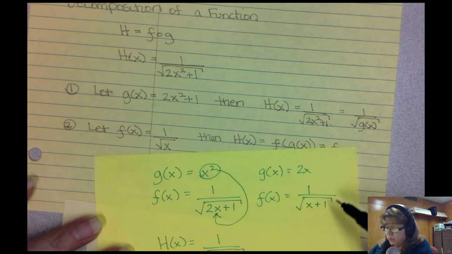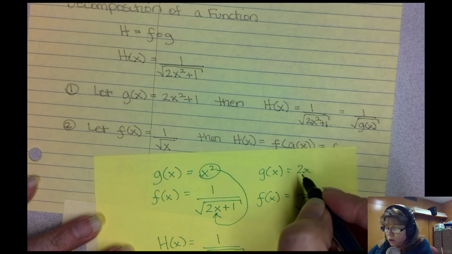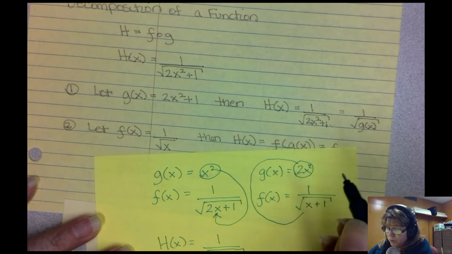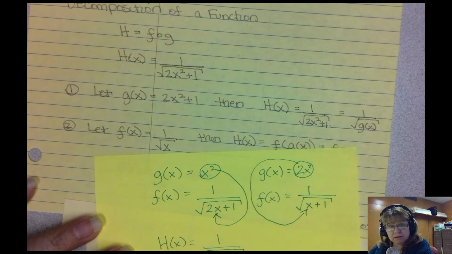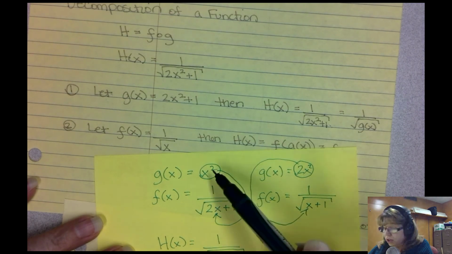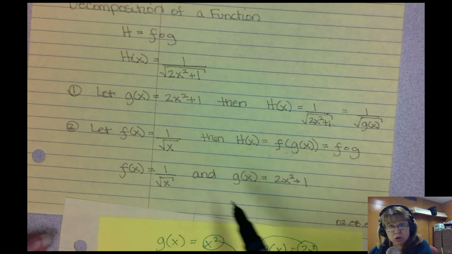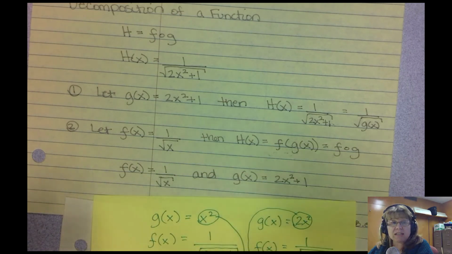So if I chose this to be my functions, wherever I see a 2x, or it would be 2x squared, it would go right here. Right? So there are lots of different versions of what the two functions could be when you're breaking something down.